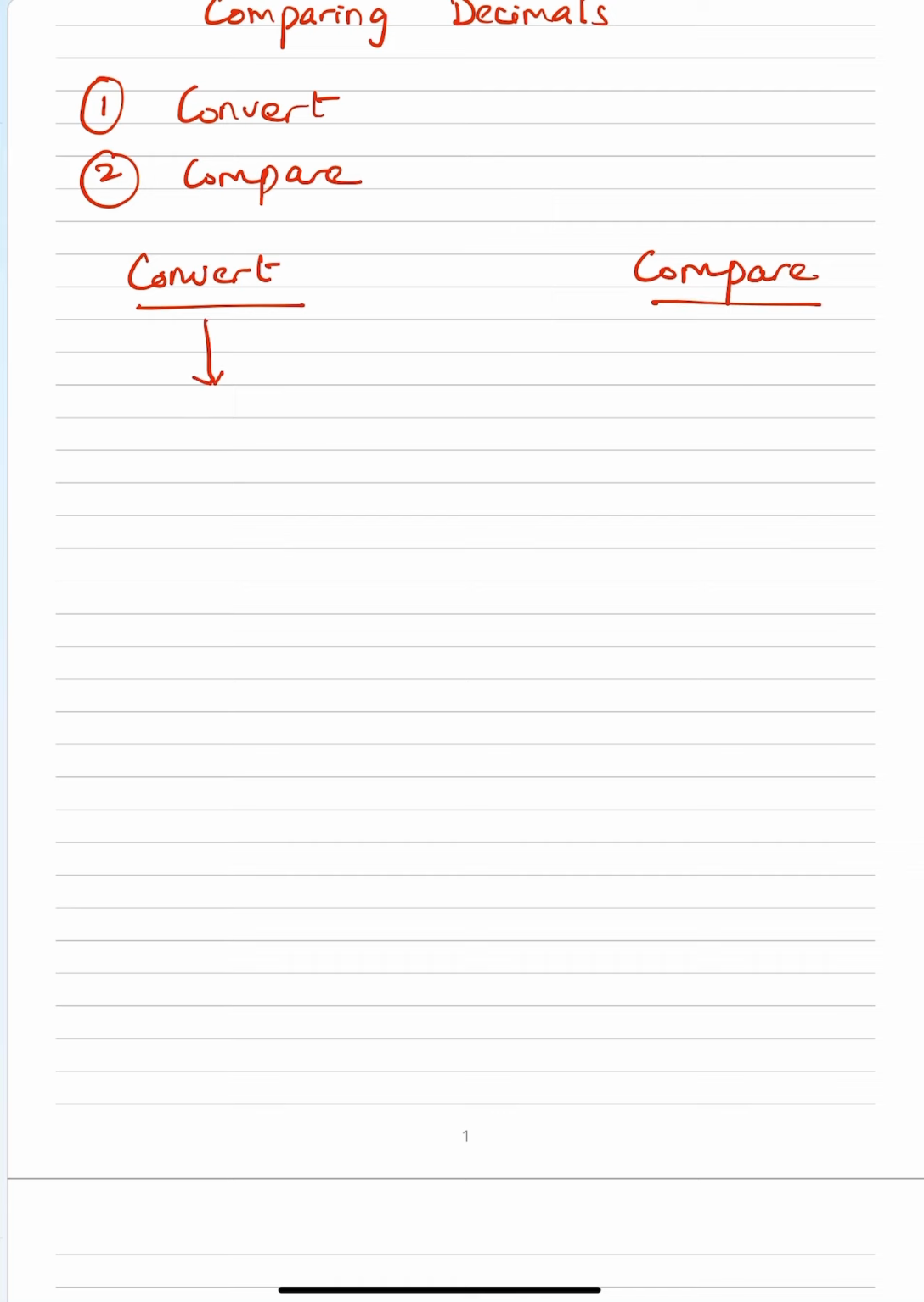For conversion, we will convert unlike decimals to like decimals. This is the first point. First, we have to convert unlike into like decimals. And second is to compare. What you have to compare? The first point of that is we have to compare the whole number part.